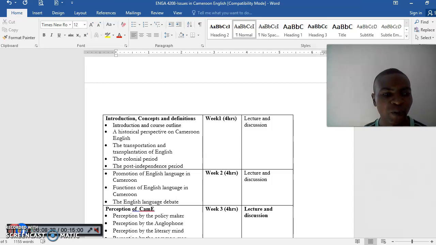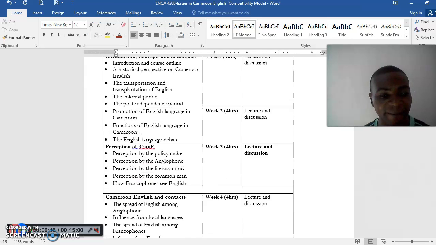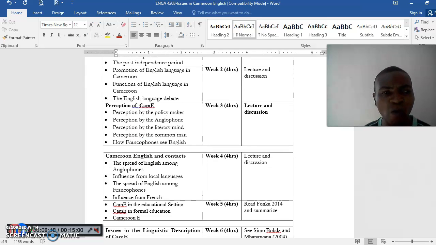In week 2, look at the promotion of English language in Cameroon, functions of English language in Cameroon, and the English language debate. We'll look at that and then we'll move to perceptions. This section, the first section of this work, I'm going to handle up to week 7. And then after week 7, Professor Nkwetisama will handle that part.